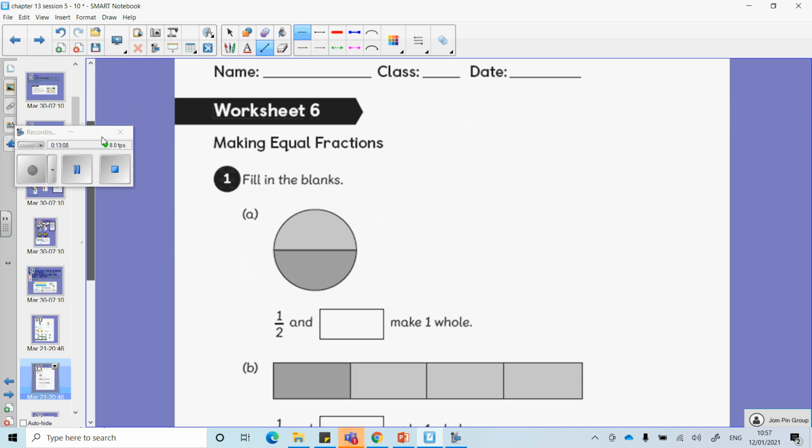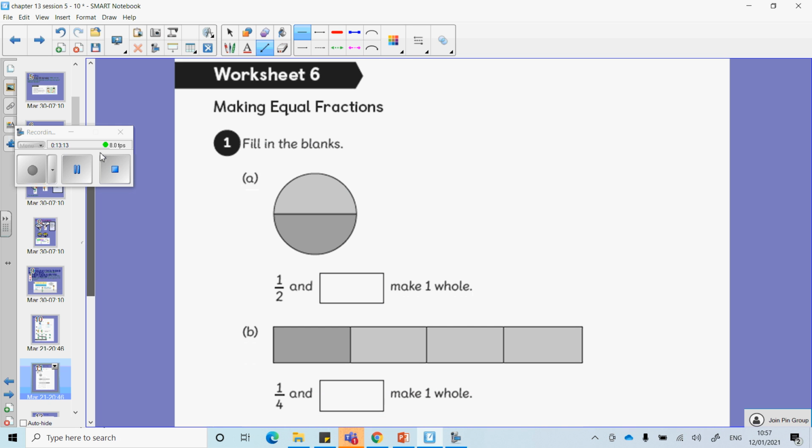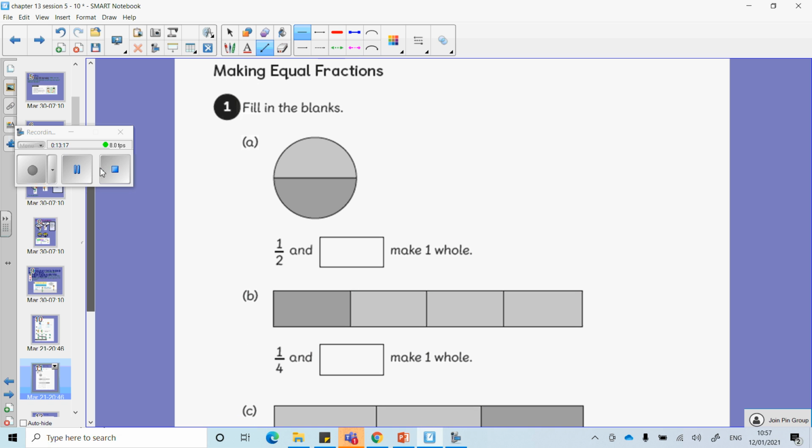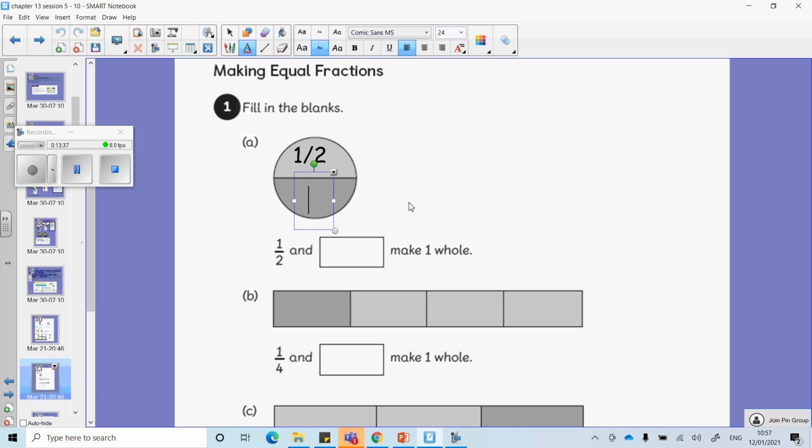Your independent learning sheets look like this. Worksheet number 6. And you need to make equal fractions today. So fill in the blanks. 1/2 and something else make 1 whole. Well, I can see that up here I have 1/2 and the other part. What would you call that, I wonder? That's for you to figure out today.